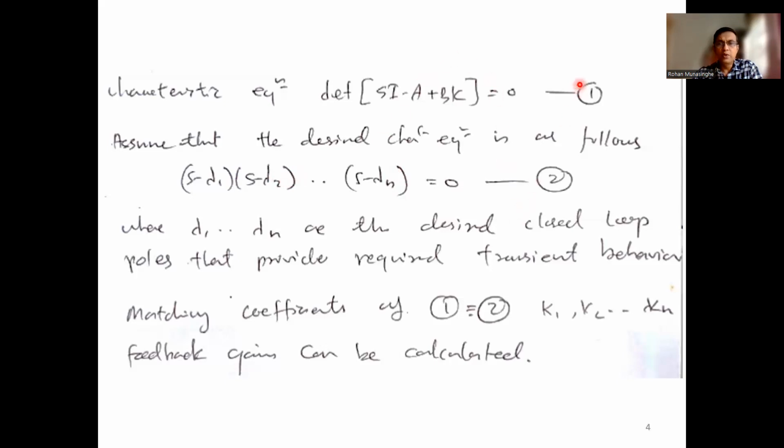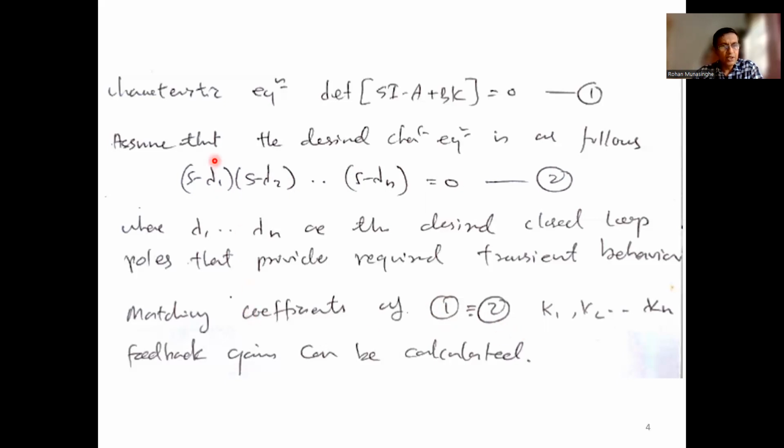Now you can equate 1 and 2. This is the characteristic equation of the plant with state feedback, and this is the desired characteristic equation. We want to get this characteristic equation after loop shaping, gain tuning, everything, with my poles located at these locations. So I can write 1 is identical to 2 and find K1, K2 up to Kn, all the gains. This is what is called pole placement using state feedback.